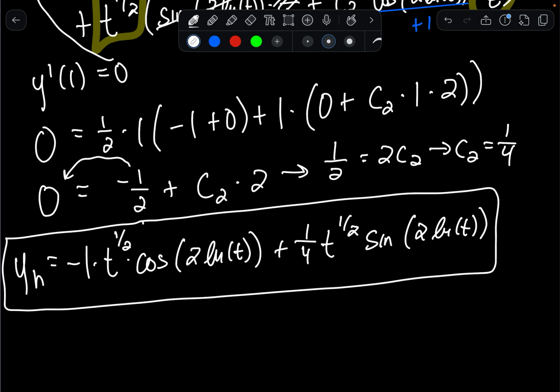So in this case, we dealt with both the real and repeated roots case, the real and distinct root case, as well as the complex conjugate root case.